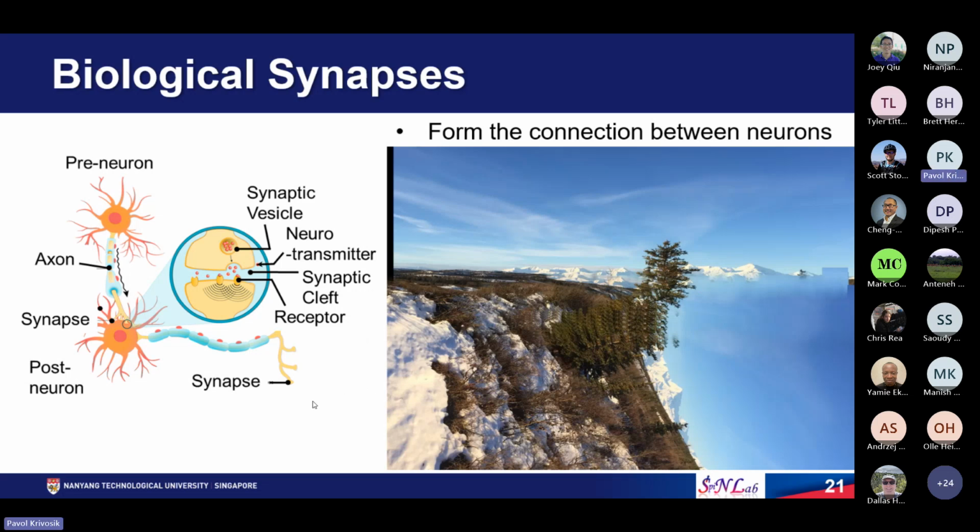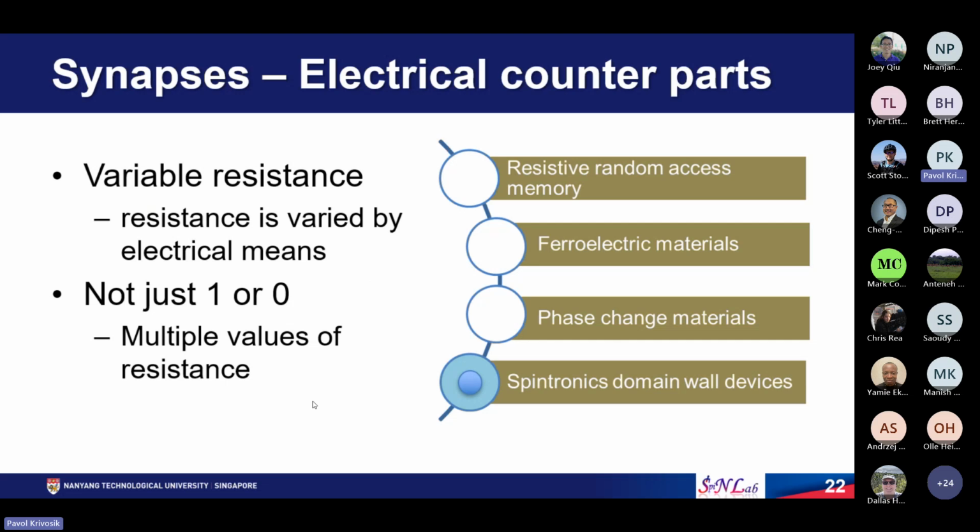This property can be emulated by resistance. In an electronic circuit, resistance determines how much current flows from one part to the other part. For synaptic application, we simply need a resistance, but this resistance should have multiple values. It's not something that should have a high or low resistance like in an MRAM, but we need a device that shows multiple values of resistance. These multiple values of resistance will be equivalent to the weight that we have in the neural network.